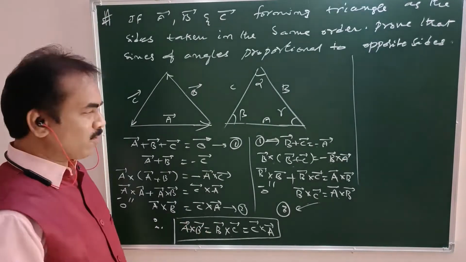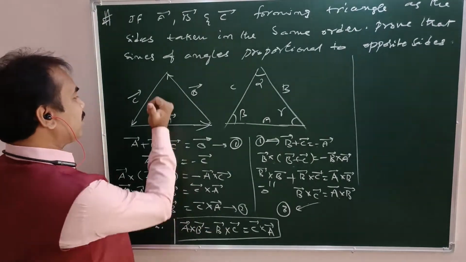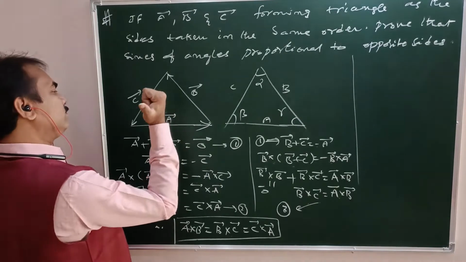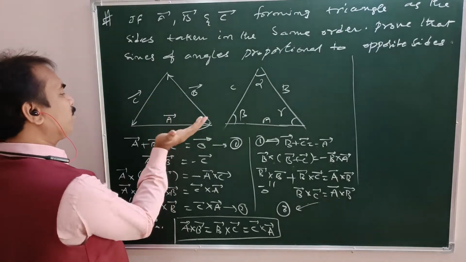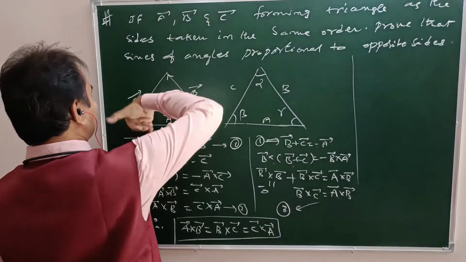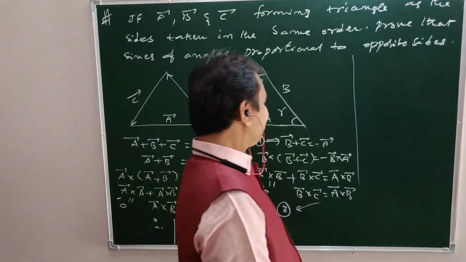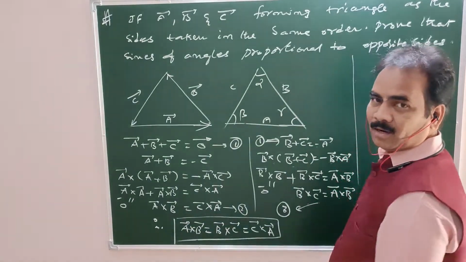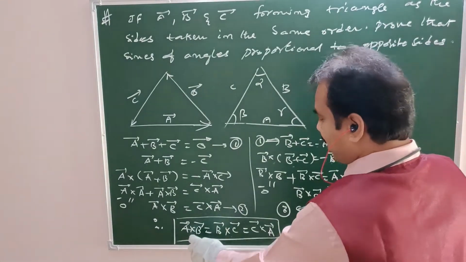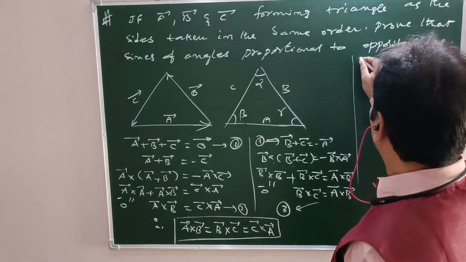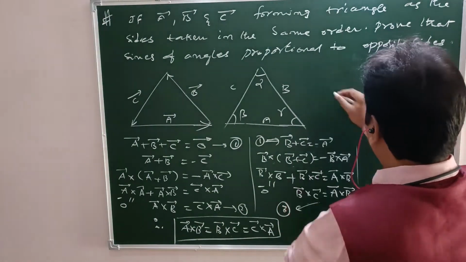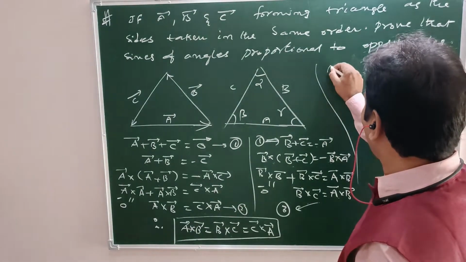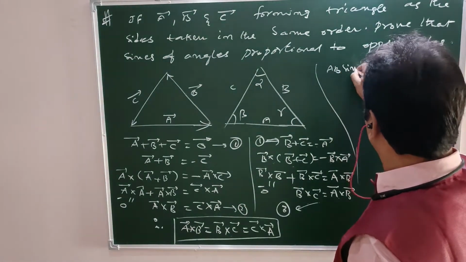As far as the right hand thumb rule is concerned, all these vectors are emerging normally from the plane of the board: A cross B, B cross C, C cross A. Right? Now, if I take the modulus of this expression, mod of A bar cross B bar means AB sin theta.